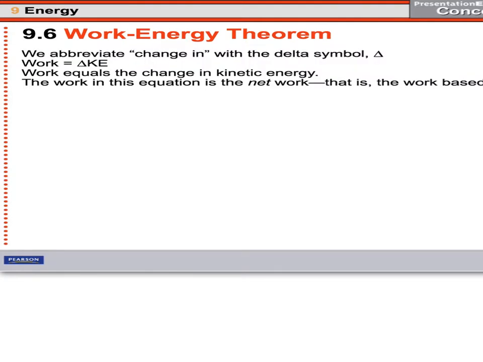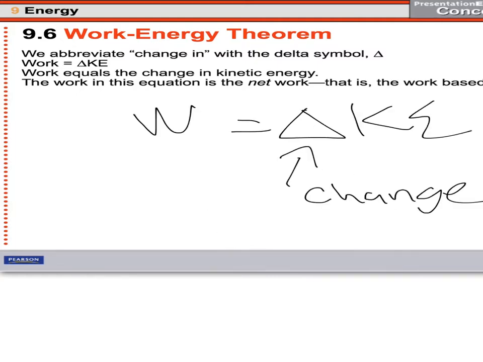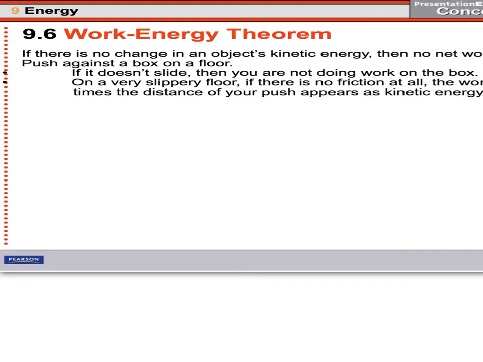We abbreviate change with the delta symbol. So if we say work equals the change in kinetic energy, that little triangle just means change. So work equals the change in kinetic energy. The work in this equation is the net work. That is the work based on the net force. If there is no change in the object's kinetic energy, then no net work was done on it.